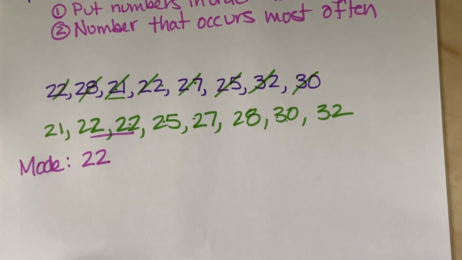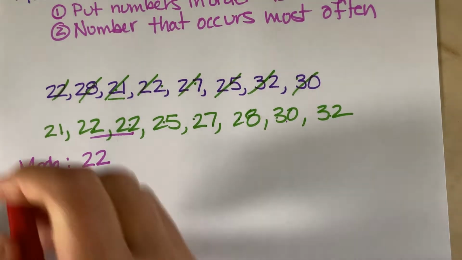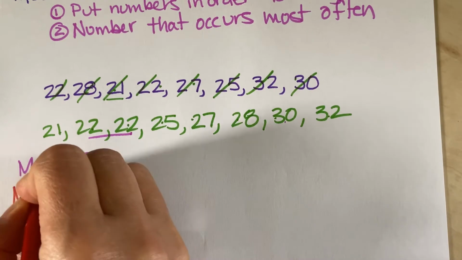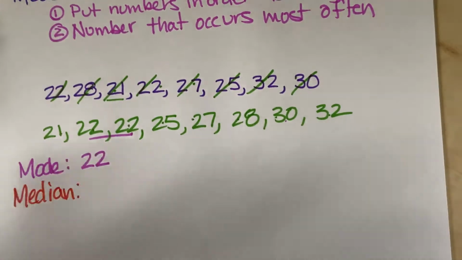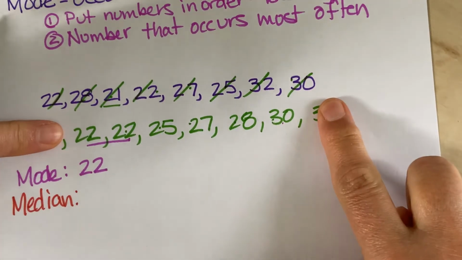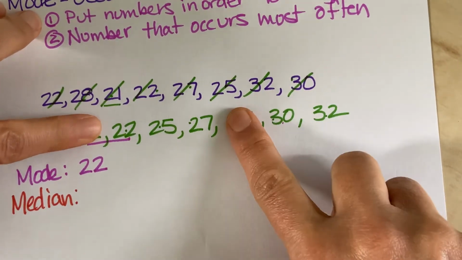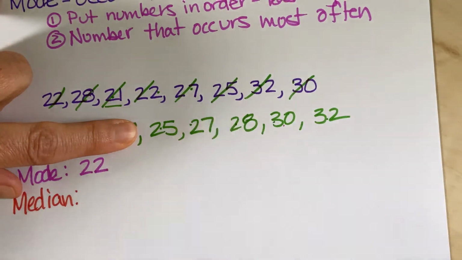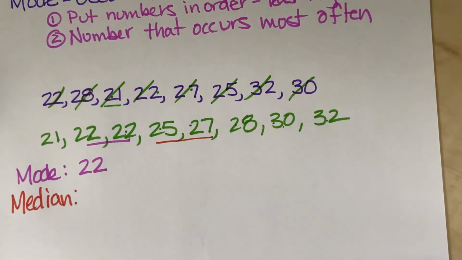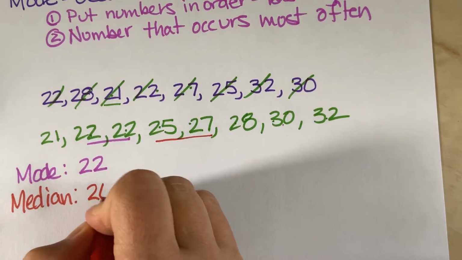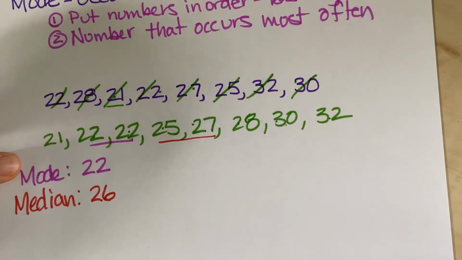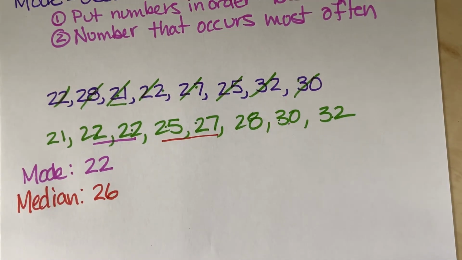My median, here's how I would find the median. It's literally how I would do this. I'd say this number with this number. One high, one low. One high, one low. One high, one low. All right, so I have two numbers left over. I would take the middle number, what's halfway between 25 and 27. My median is 26. My mode has to be in the information. My median does not. Okay?